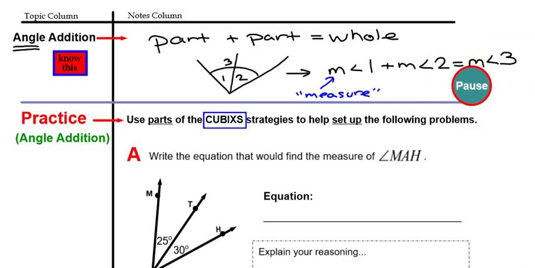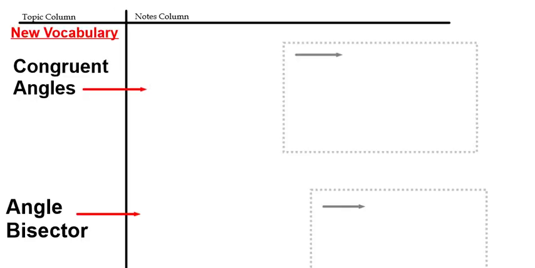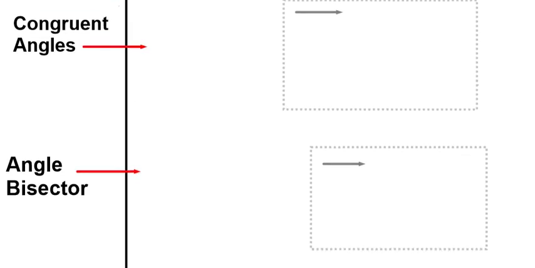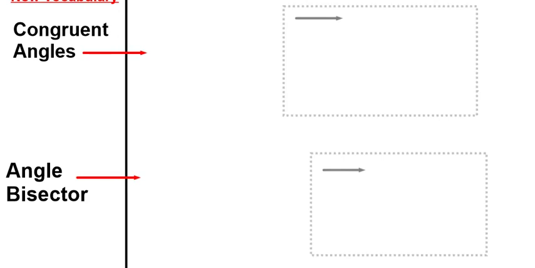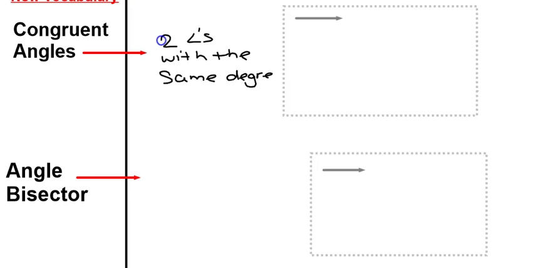We have one more set of vocabulary to talk about. The last thing that we're going to talk about here are congruent angles and angle bisectors. We have already used the word congruent, so it is exactly what it looks like. Congruent angles are two angles with the same degrees or measure.